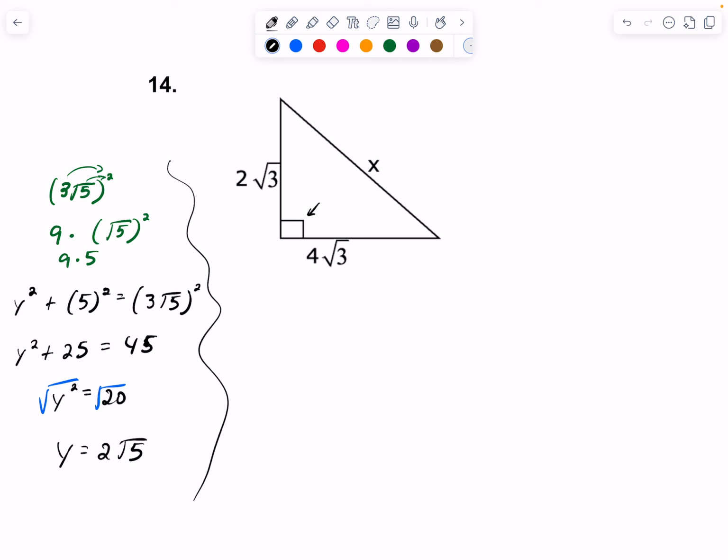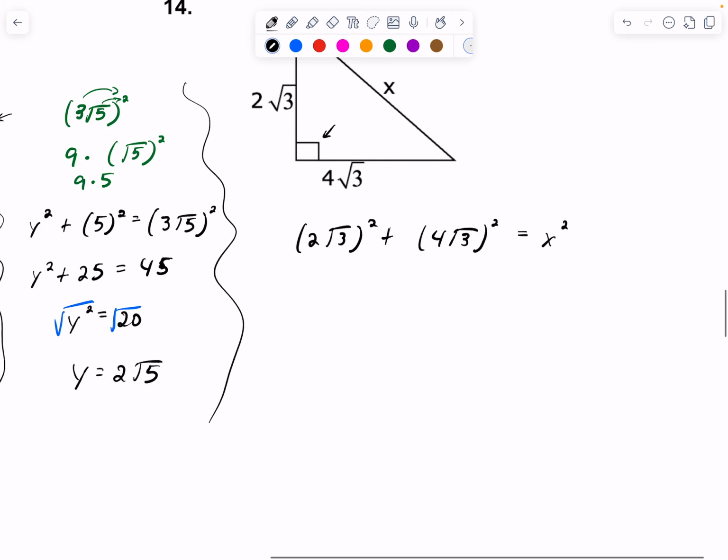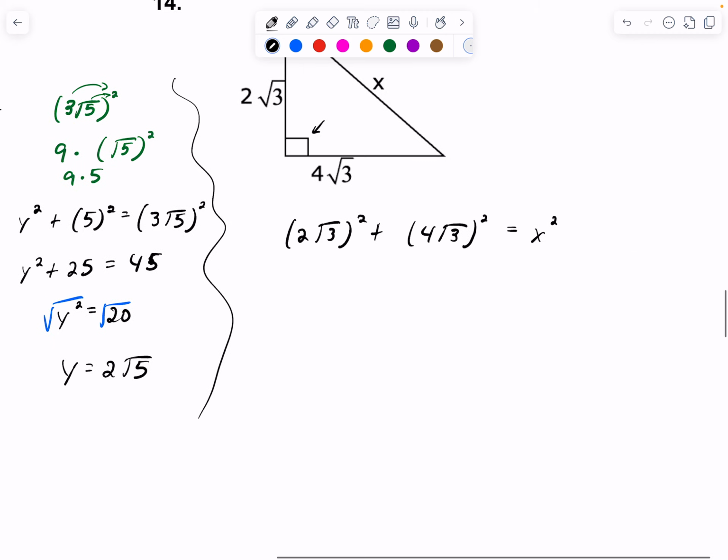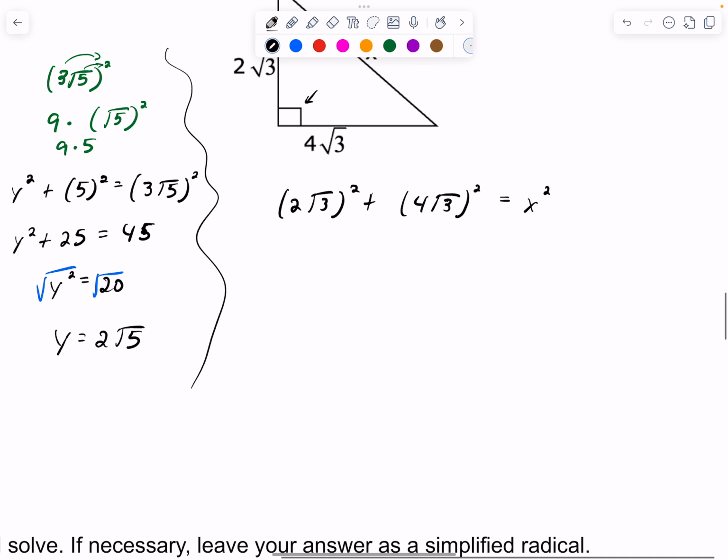However, I do know it's a right triangle, and I have 2 of the 3 sides. So I'm going to use the Pythagorean theorem to find that value for x. I'm going to square 2 root 3 and 4 root 3, add those together, and that will equal x squared. Just like we did in that green version of 3 root 5 when we squared it, I'm going to do the same thing here.